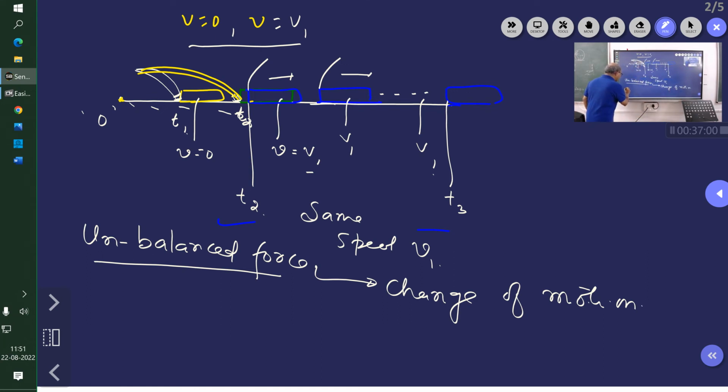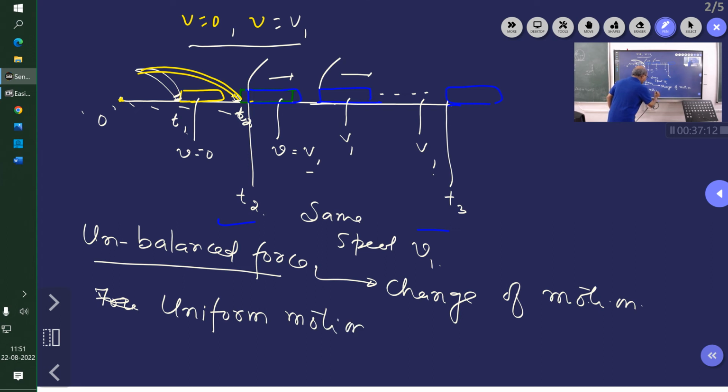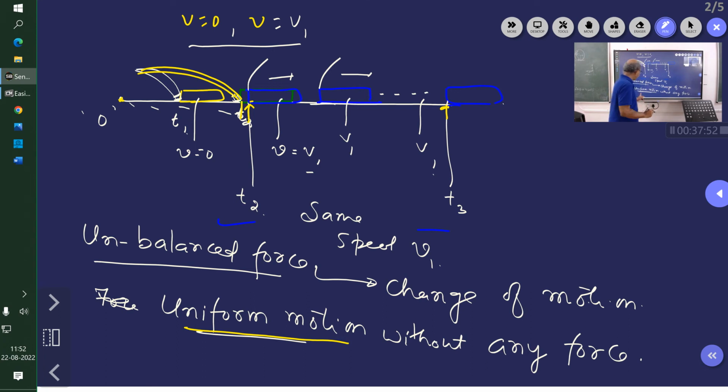And very important, if a body is maintaining uniform motion, uniform motion means what? Now the striker from this point to this point is moving with same speed in the same direction. From this point to this point, the striker is moving with same speed in the same direction. This is what we call uniform motion. The body can have uniform motion without any force. This is the conclusion of this experiment.